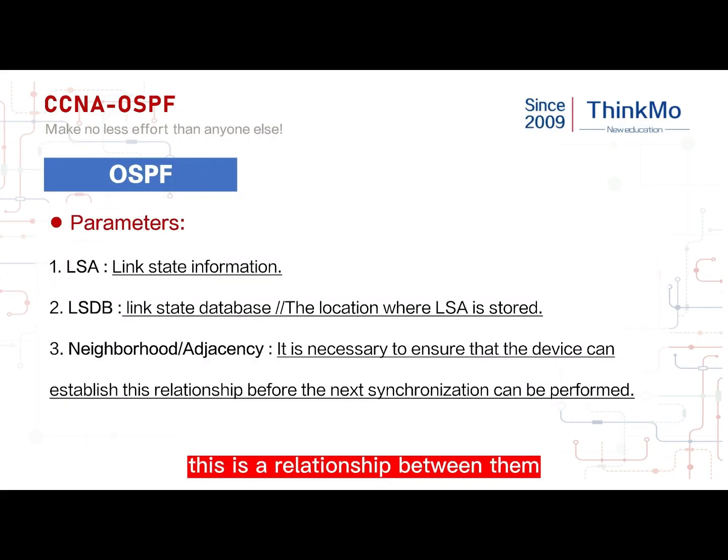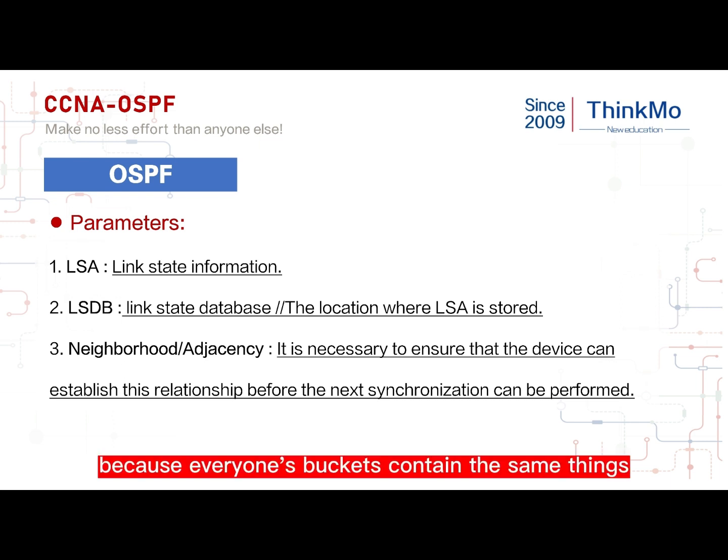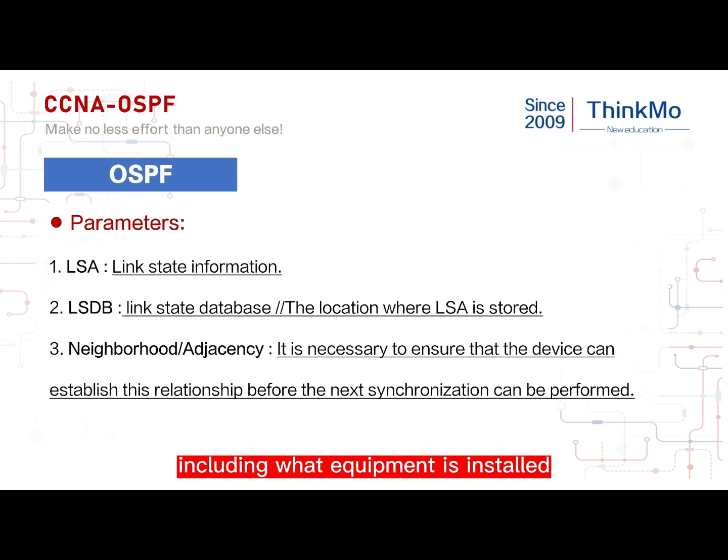The relationship between them is a containment relationship. Each device will form a database like this within the same area. The LSDBs of all devices are consistent. We tend to say it's a barrel because everyone's buckets contain the same things, including what equipment is installed. The generated information is consistent in the end. We also call this maintaining an identical bucket.